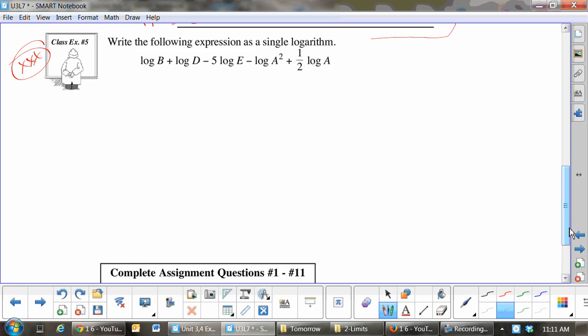And if you are making up numbers for your variables, it's actually quite a long journey to get through this one. Now, the first thing we always want to do, like I've said, is get all the pluses together and then all the minuses together. This is a strategy that will serve you well in a lot of these questions. So I'm actually just going to rewrite it: log b plus log d plus 1/2 log a minus 5 log e minus log a squared.